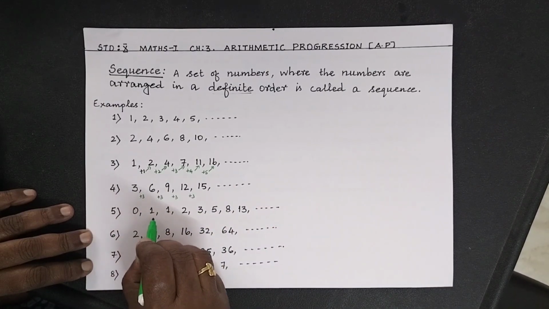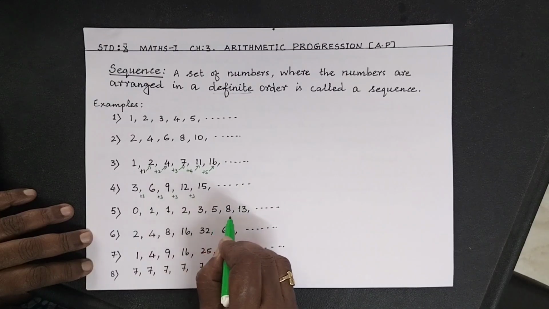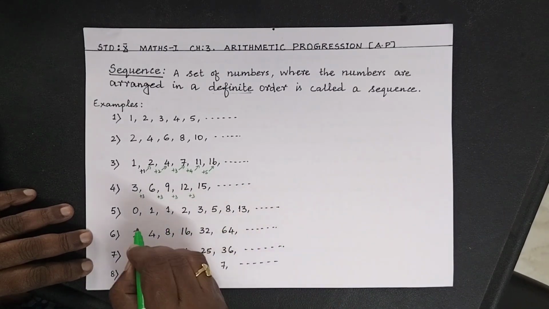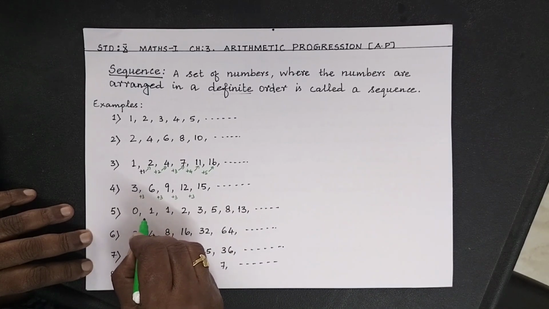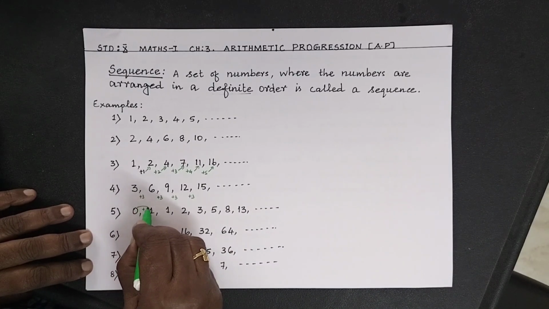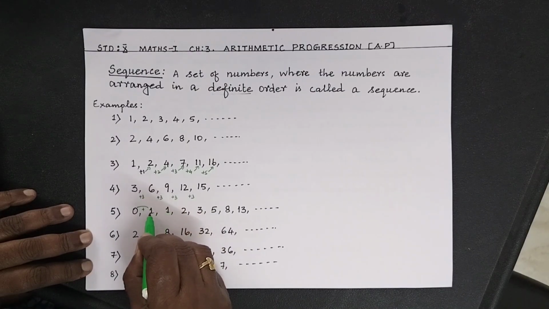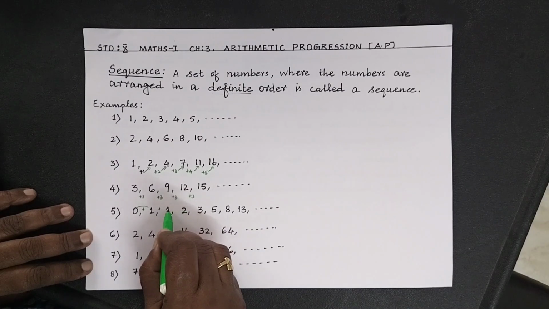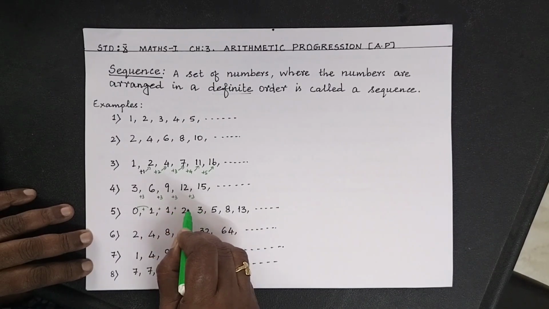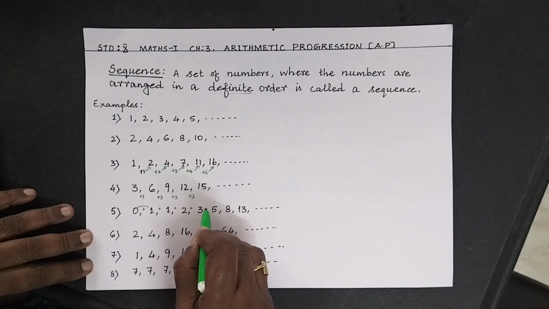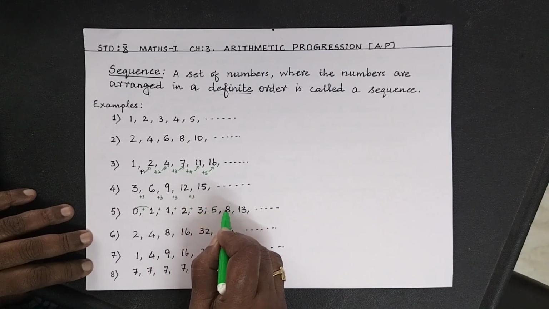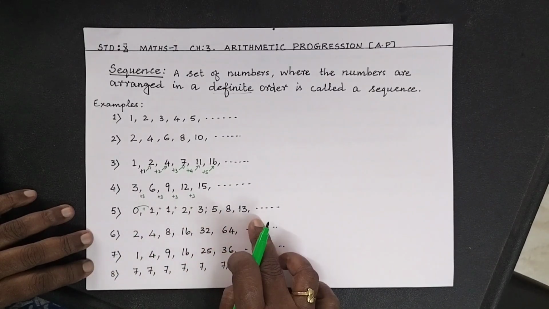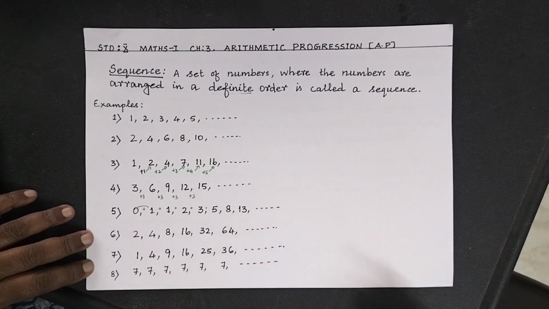So 0, 1, 1, 2, 3, 5, 8, 13, etc. Now what is the order or a pattern here? Now 0 plus 1, when you add these two, you are getting the next number. When you add these two, 1 plus 1 is equal to 2 and next is 1 plus 2 equal to 3, 2 plus 3 equal to 5, 3 plus 5 equal to 8, 5 plus 8 equal to 13 and so on. So there is a rule or a pattern. So this is also a sequence.